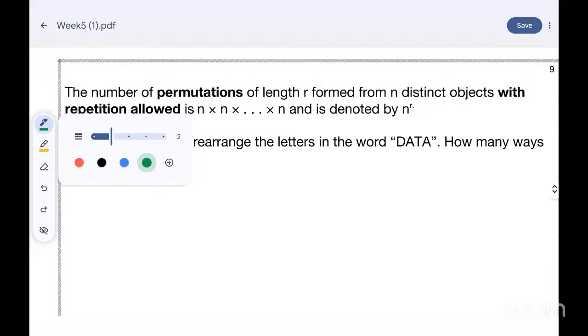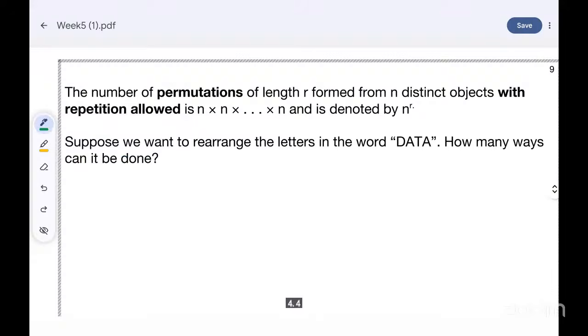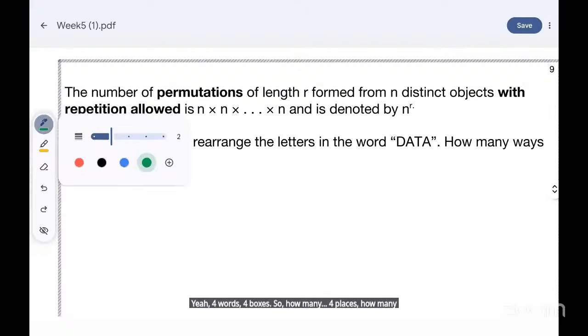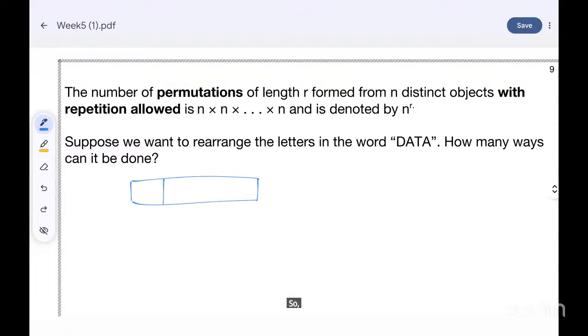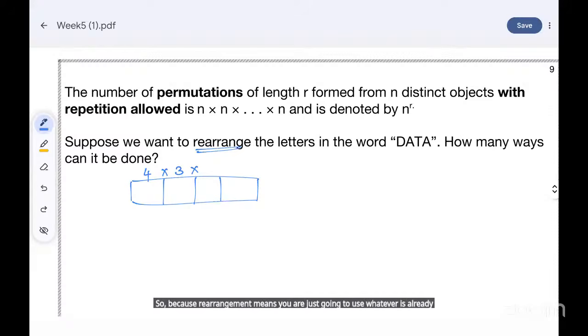Four. Four words, four boxes. So how many ways can we do this simply? So, 4 factorial. So you have data. Here, the first option you have 4, second you have 3, because rearrangement means you are just going to use whatever is already there, right? So this is how you can do it. Is that correct? Yes.